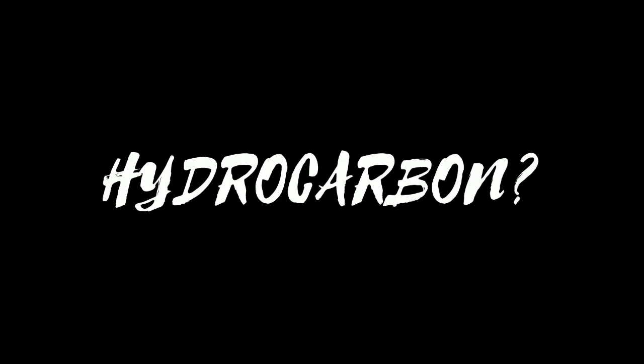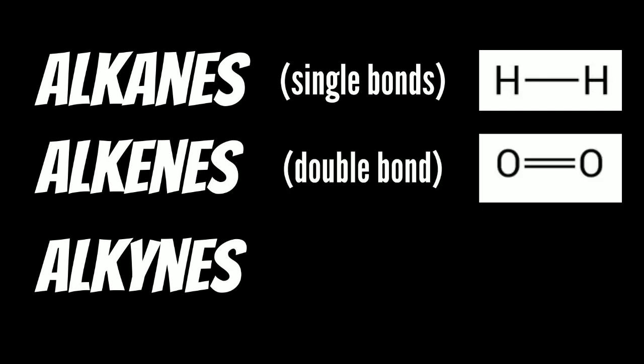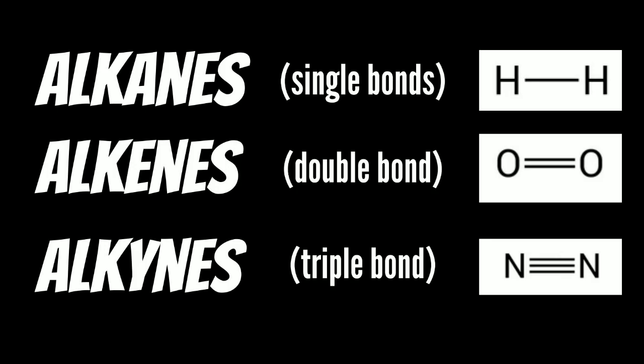Do you know what a hydrocarbon is? A hydrocarbon is an organic compound which focuses only on hydrogen and carbon. Aliphatic hydrocarbons are divided into three main groups, which are the alkanes, alkenes, and alkynes. Alkanes have only single bonds. Alkenes contain a carbon-carbon double bond, and alkynes contain a carbon-carbon triple bond. What we're gonna do now is a dodecane.